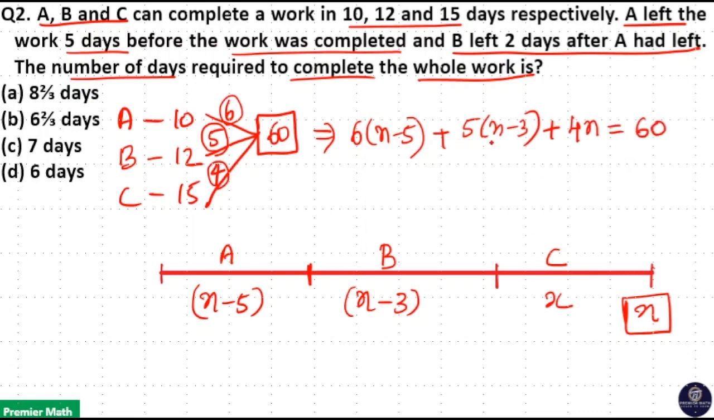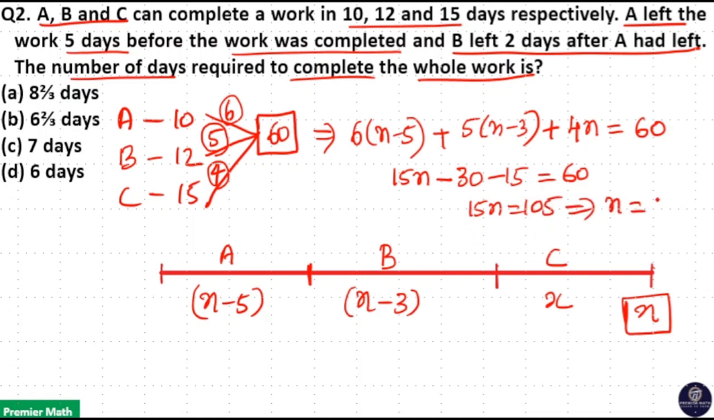6X plus 5X plus 4X is 15X, minus 6 into 5, which is 30, minus 5 into 3, which is 15, is equal to 60. That means 15X is equal to 105. That means X is equal to 7 days. So option C is your answer.